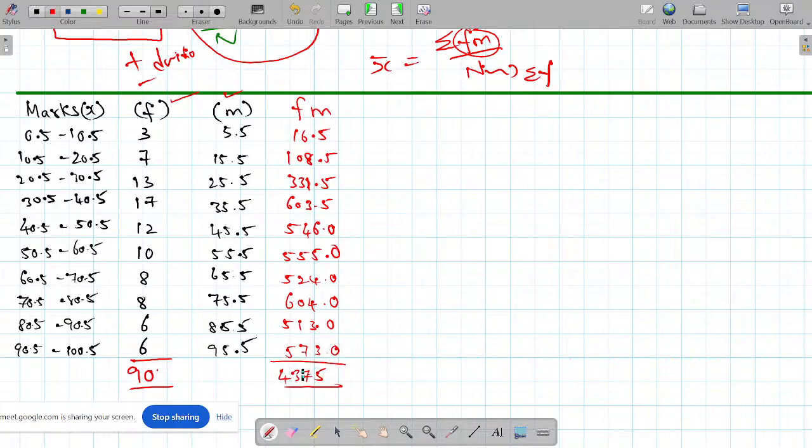So you just directly substitute over here: 4375 divided by 90. So you're getting the value as 48.61. Make it to two decimals, 48.61. So you got the x bar value. Is it okay? Shall I continue?